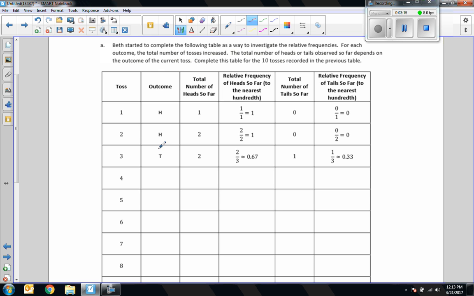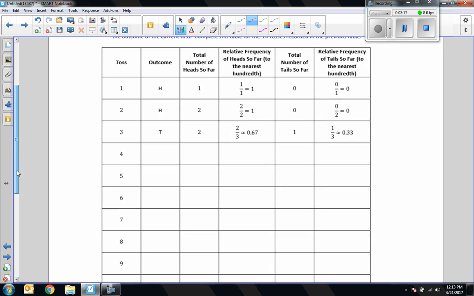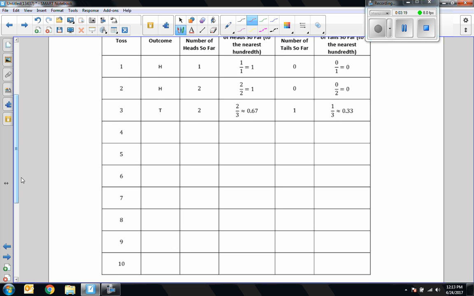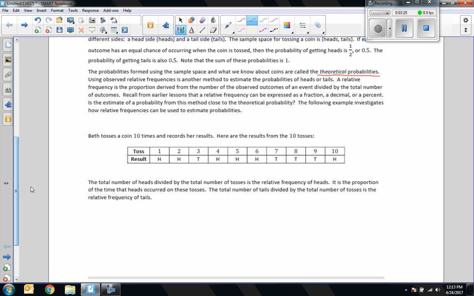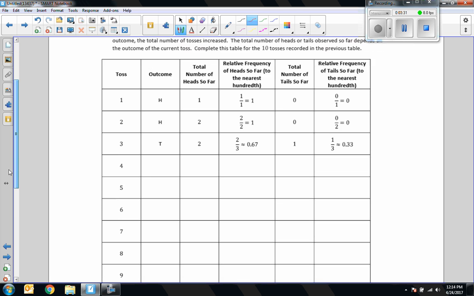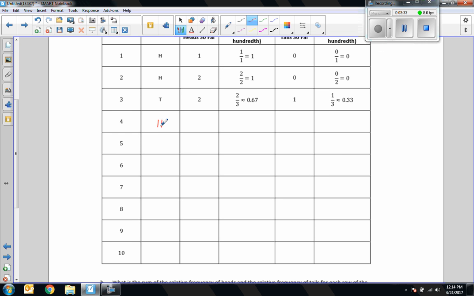So we have HHT. Let's finish filling this out so we don't have to keep going back and forth. We have to see what happened on tosses 4, 5, 6, and all the way up to 10. So it was HHT. Then 3 heads, 3 tails, and then followed up by 8 heads.